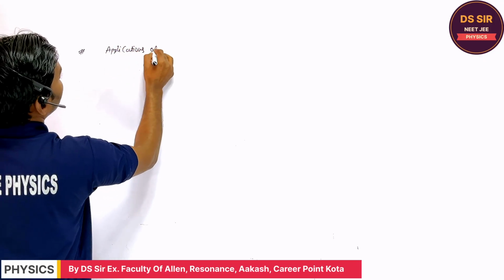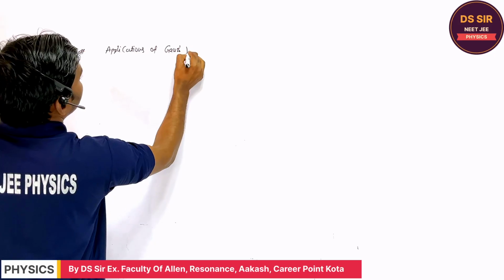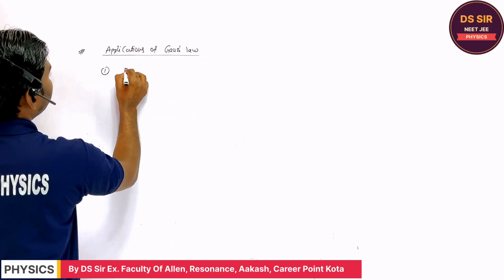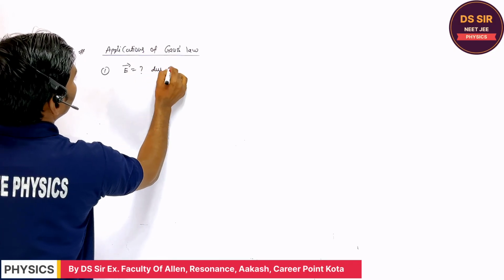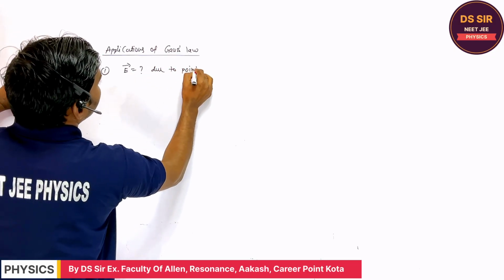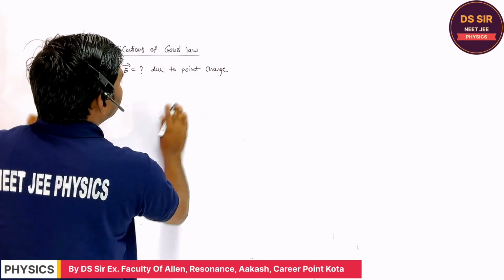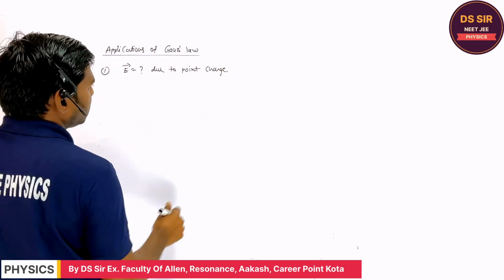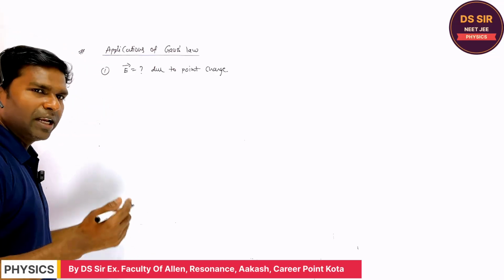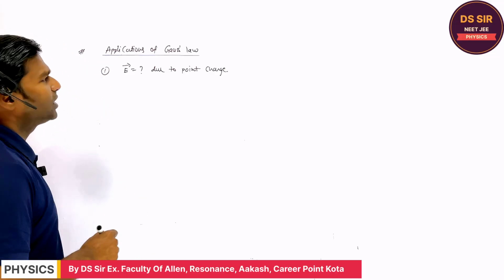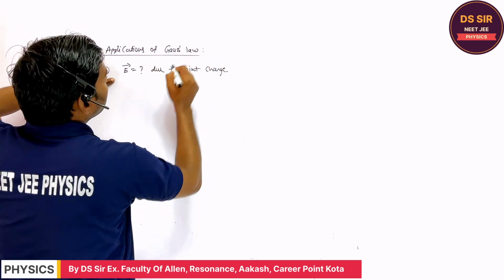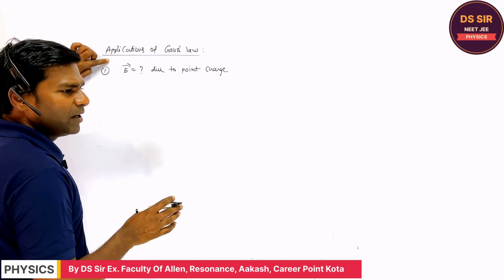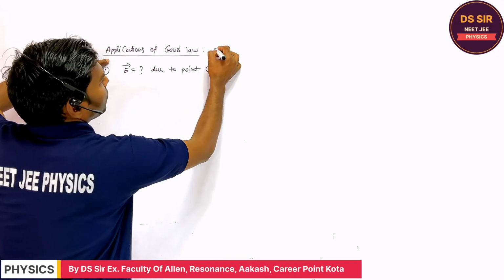Applications of Gauss's law, right? First, the electric field due to a point charge. Although we know the electric field due to the point charge is kq upon r square, with the help of this Gauss's law, we can find the electric field due to symmetric charge distribution. In different cases, we are going to find the electric field due to the symmetric charge distribution, right?